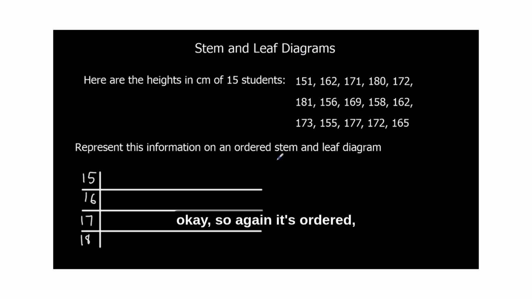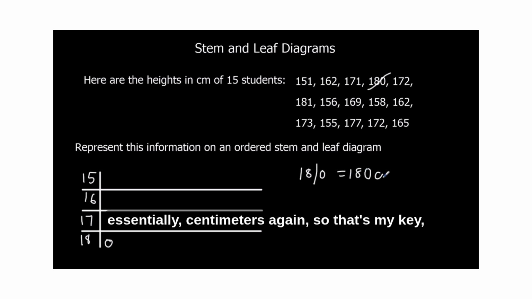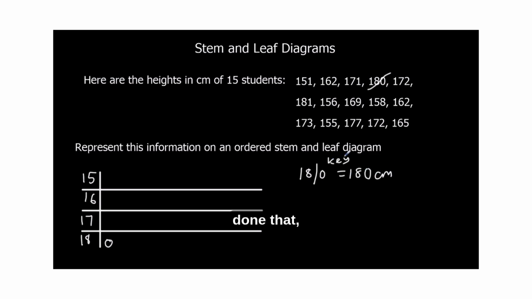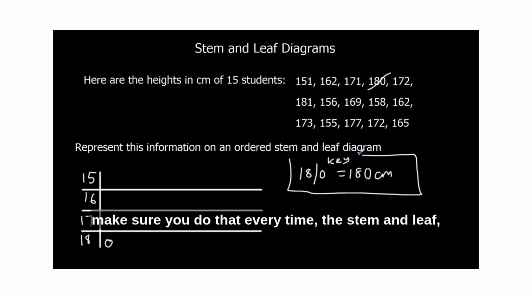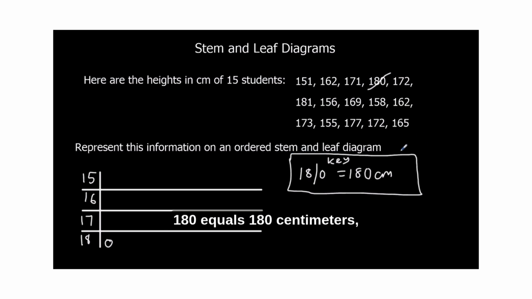Okay, so again it's ordered, so we're going to start with the lowest units, the ones. I've got a 0 there, 180, and I'll write a key: 18 | 0 means 180 centimeters again. So that's my key, done that. Make sure you do that every time with a stem and leaf. Then I carry on now, no more zeros, 151, 171, 181.